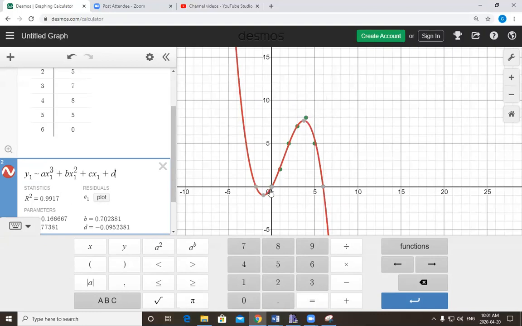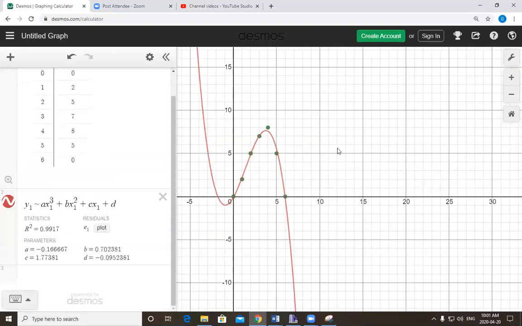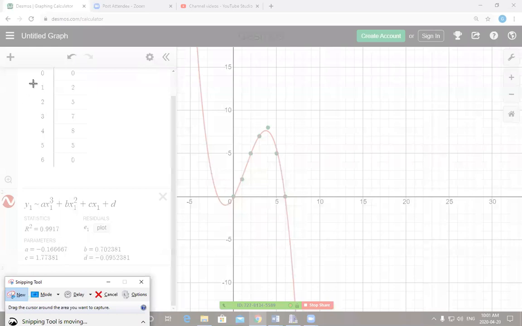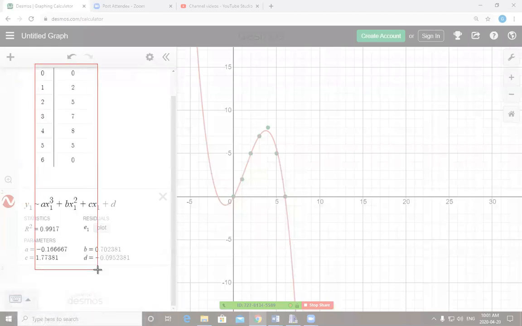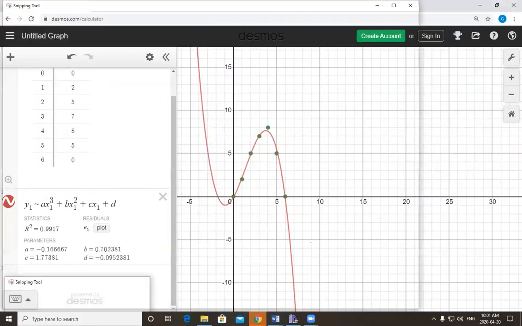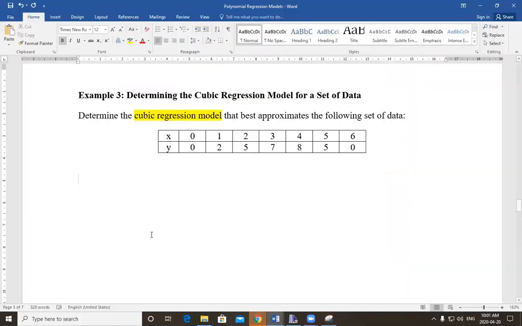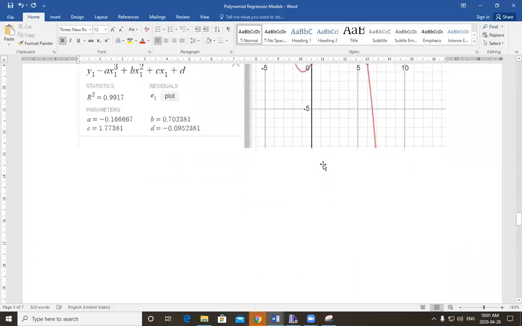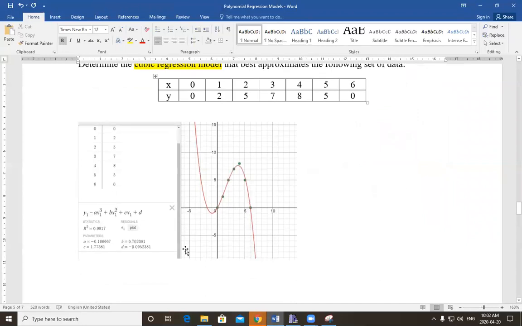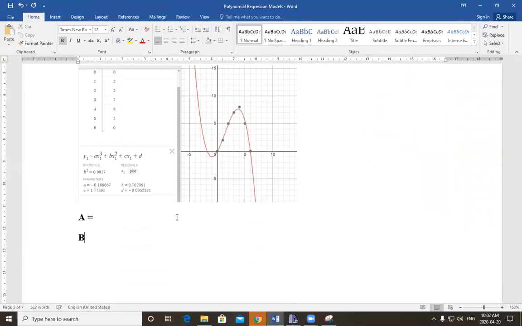So we have a cubic model that matches this, and we have our a, our b, our c, and our d values. So we'll snip that, copy and paste into our Word document. Okay. So what we can do now then is type our A, B, C, and D values.